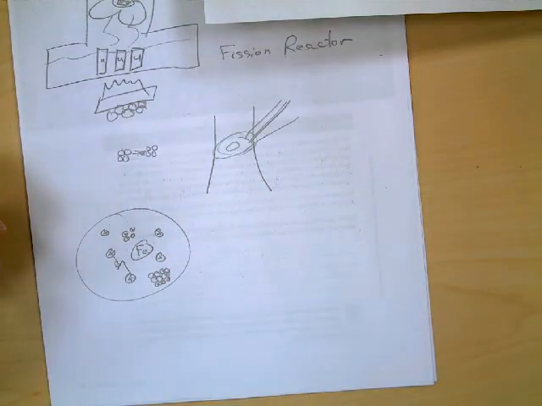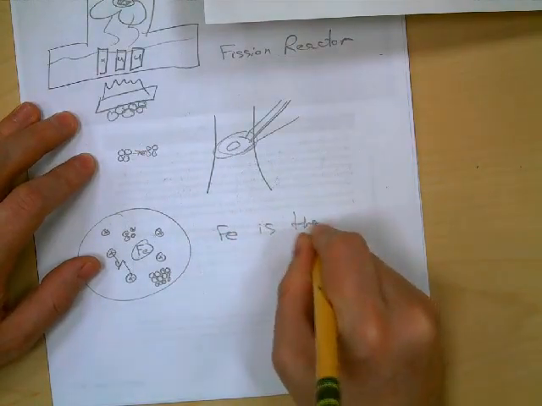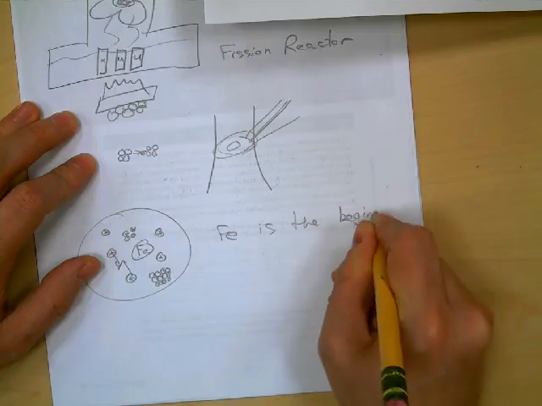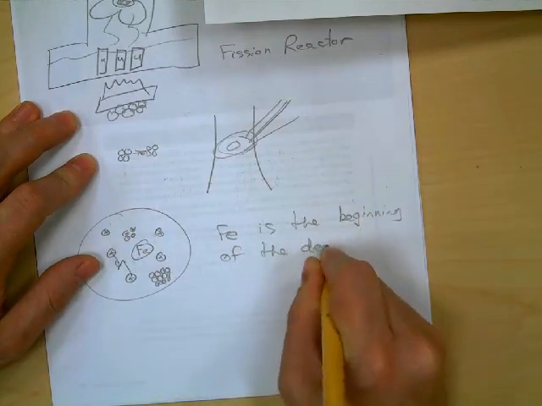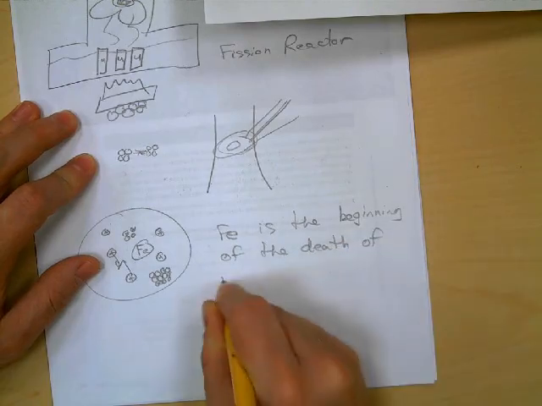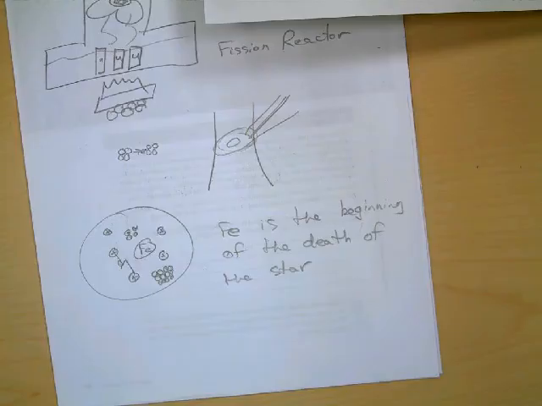All right. So iron is the beginning of the death, I know, super morbid, of the star. Because it happens to cool the star off and take away its energy.